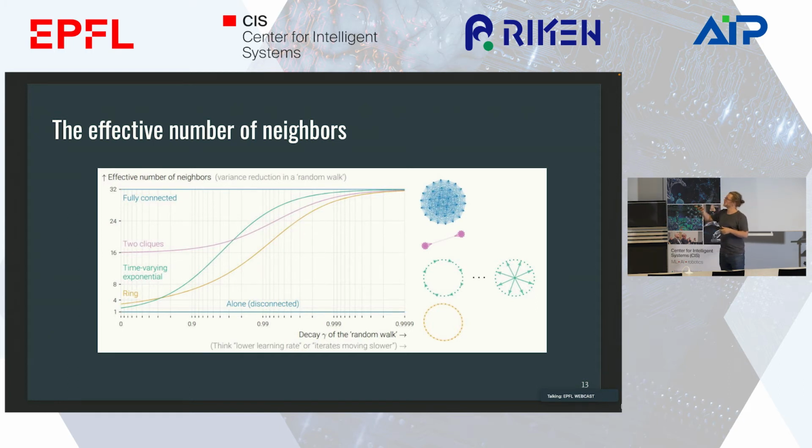And then you can also plot this curve for the time-varying exponential graph or the ring, but you see that always when you increase gamma, the effective number of neighbors increases to being the full graph.